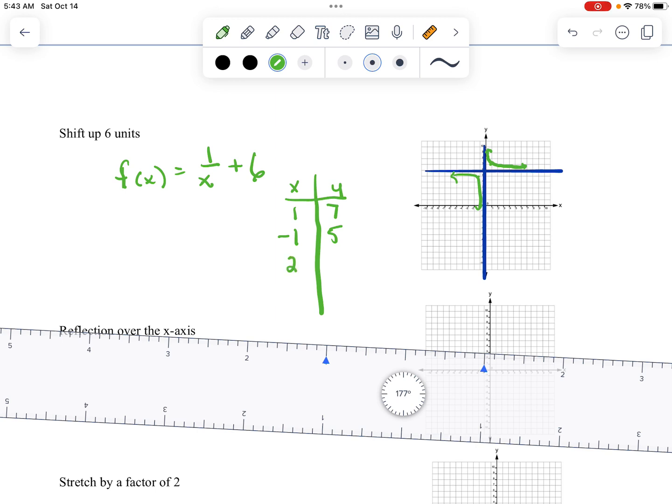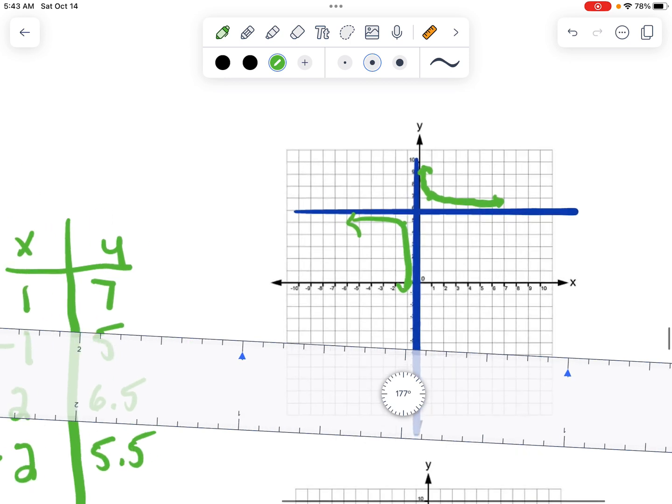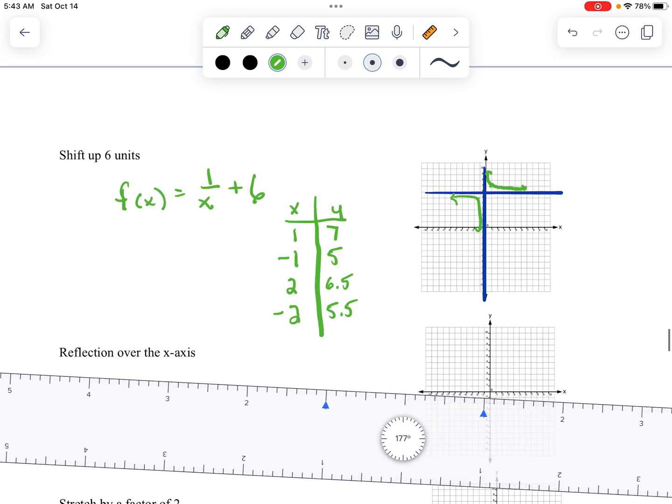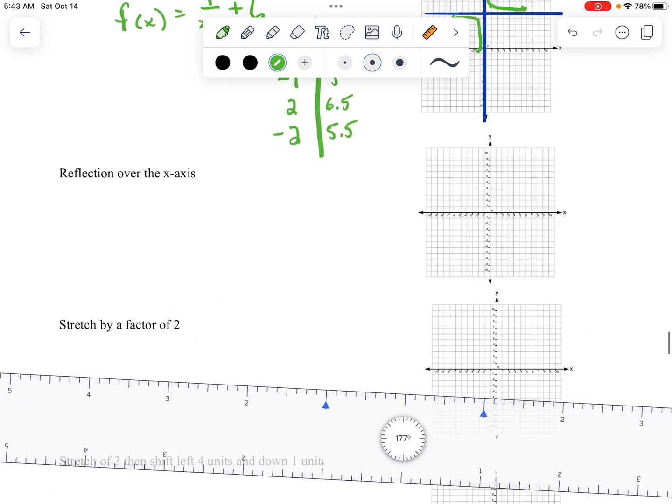If you had 2, 1/2 plus 6 is 6.5. If you have negative 2, so that's 6 minus 1/2, so that is 5.5. And you see those points reflected in here. How about a reflection over the x-axis?